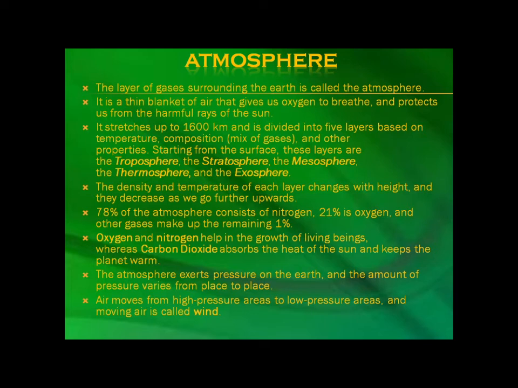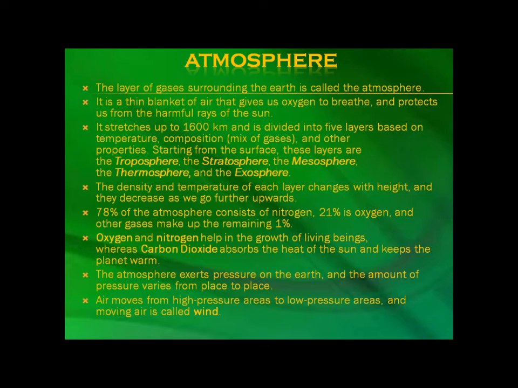Oxygen and nitrogen help in growth of the living beings, whereas carbon dioxide absorbs the heat of the sun and keeps the planet warm. The atmosphere exerts pressure on the earth and the amount of pressure varies from place to place. Air moves from high pressure area to low pressure area and moving air is called wind.